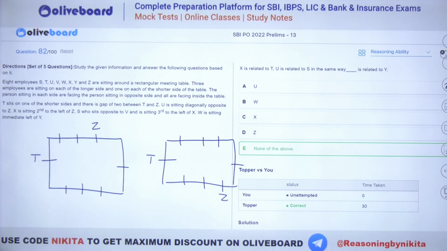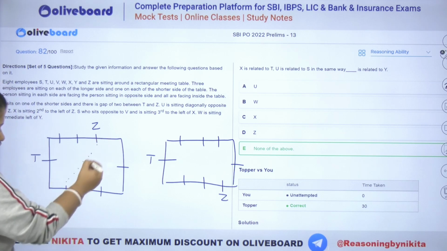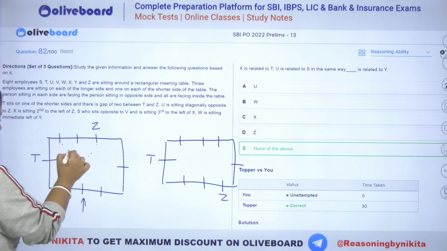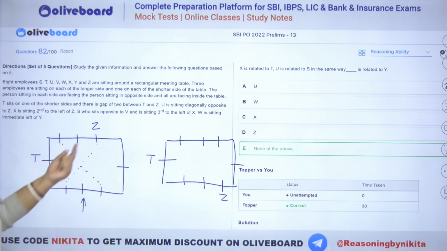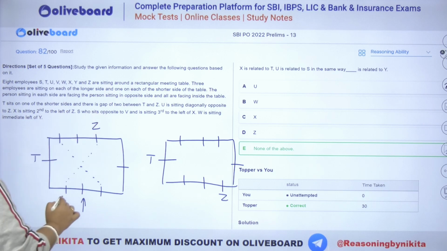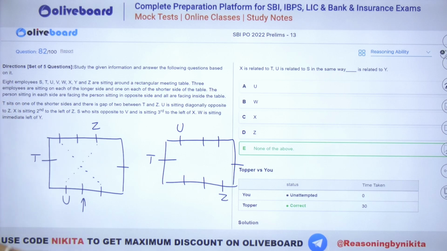Now U is sitting diagonally opposite to Z. Now guys, understand, diagonally opposite will be this one, right? Please don't take this middle one as diagonally opposite to Z. Diagonally opposite is always like this, right? So you can see, who is diagonally opposite to Z? You can see U is opposite to Z. Similarly, U has to be here, in either of the 2 cases.